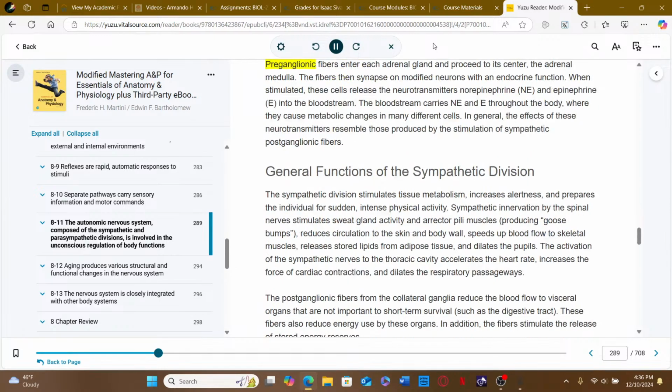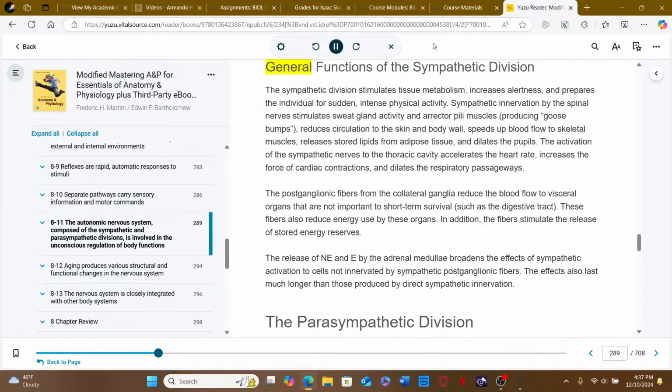The adrenal medulla. Preganglionic fibers enter each adrenal gland and proceed to its center, the adrenal medulla. The fibers then synapse on modified neurons with an endocrine function. When stimulated, these cells release the neurotransmitters norepinephrine, NE, and epinephrine, E, into the bloodstream. The bloodstream carries NE and E throughout the body, where they cause metabolic changes in many different cells. In general, the effects of these neurotransmitters resemble those produced by the stimulation of sympathetic postganglionic fibers.